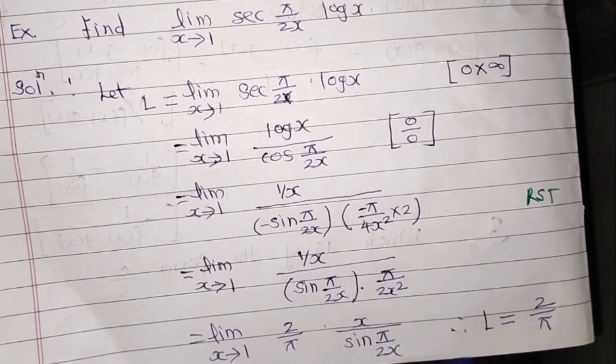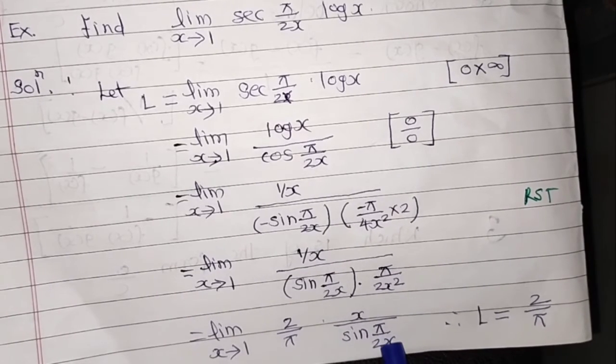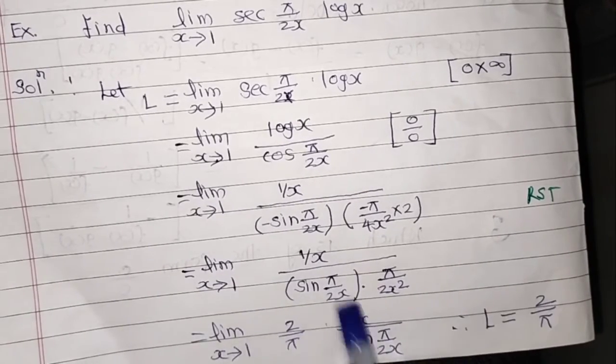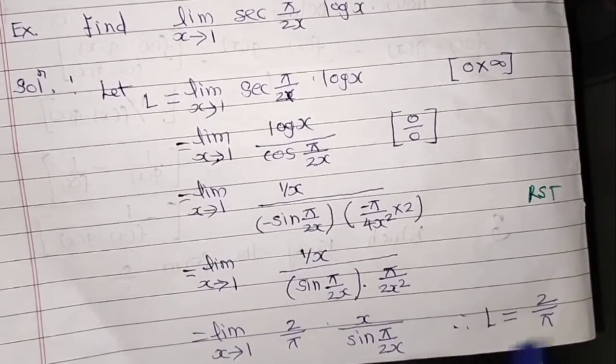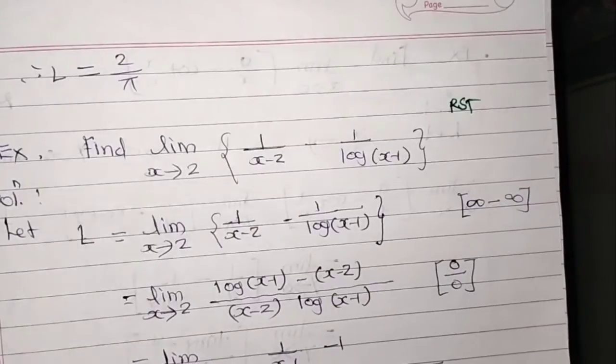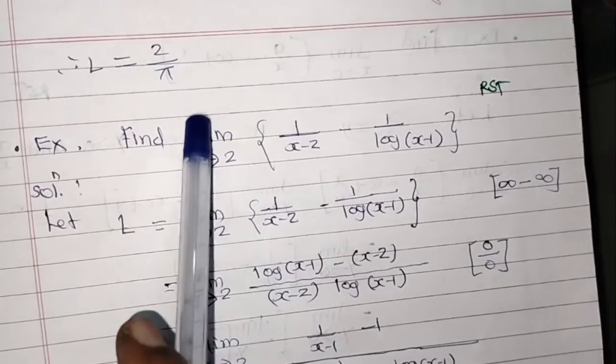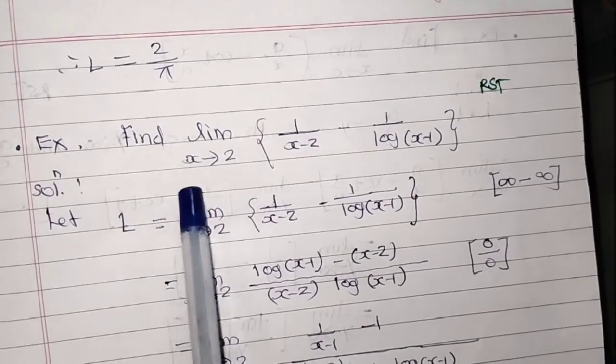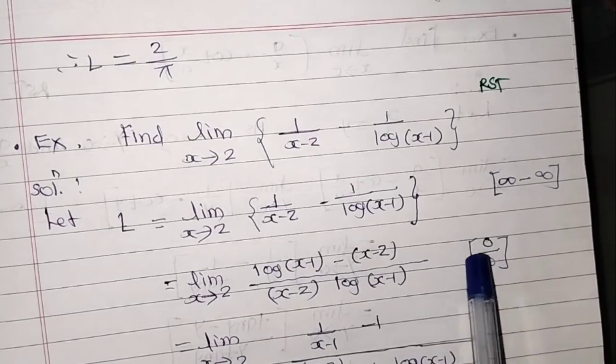Since here x tends to 1, sin pi by 2 is 1. 1 upon 1 is 1. So that we get here only 2 upon pi. Thus, final answer is L equal to 2 upon pi. Now we consider examples of the indeterminate form infinity by infinity.